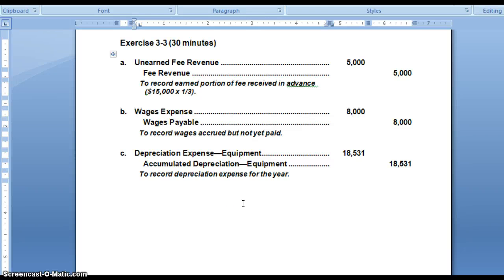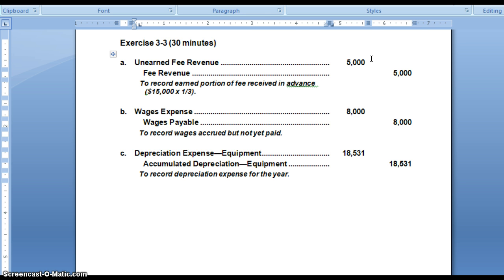We're looking at exercise 3.3 on page 121. The question comes down to 1/3 of the work related to $15,000 cash received in advance is performed for this period. So 1/3 of the $15,000 right here is $5,000. Now the question comes down to is how do we record that?